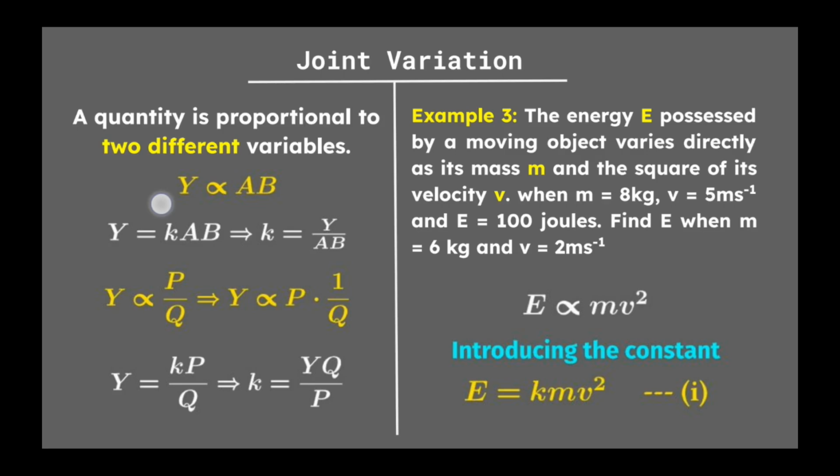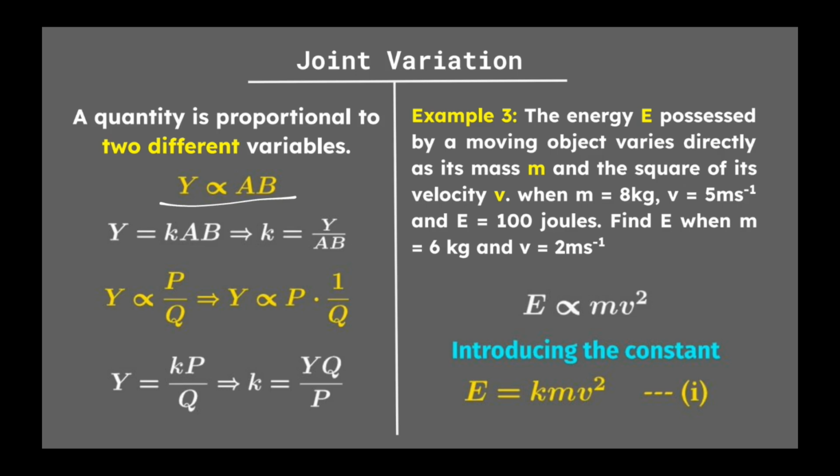In this lesson, I'll be covering joint variation and partial variation. So when we have joint variation, we have a quantity that is proportional to two different variables. That is joint variation. It could be directly proportional to one and also directly proportional to the other, like we have in this case where y is directly proportional to a and b at the same time. So one quantity is proportional to two different variables. That is what we call a joint variation.